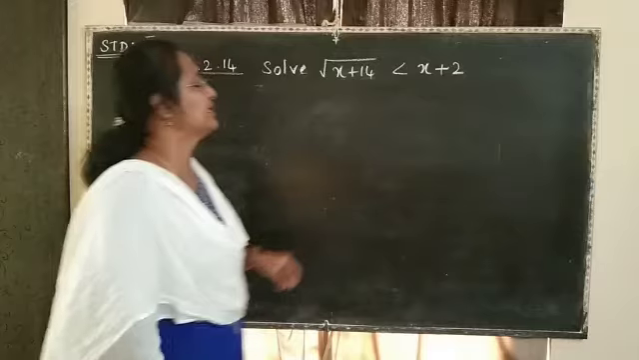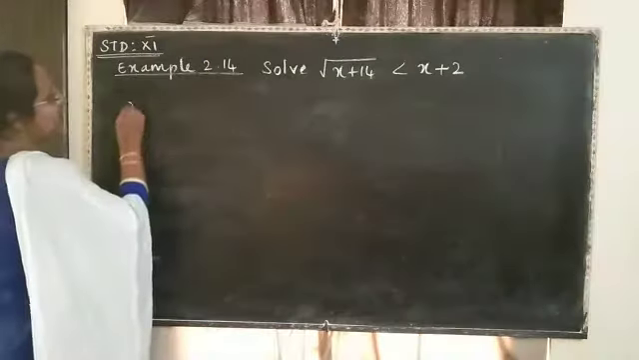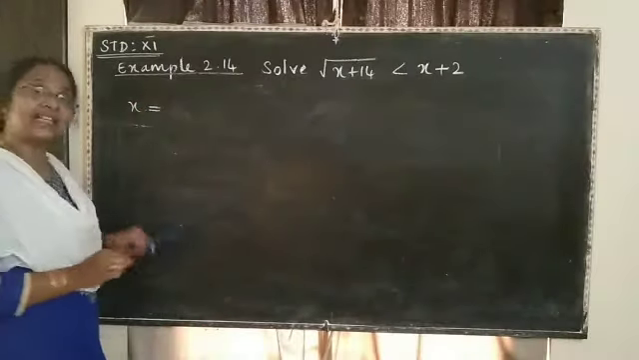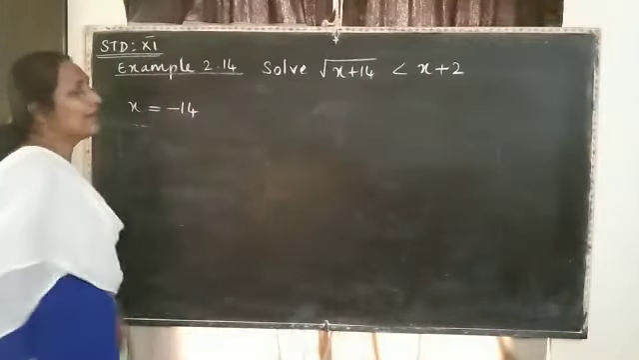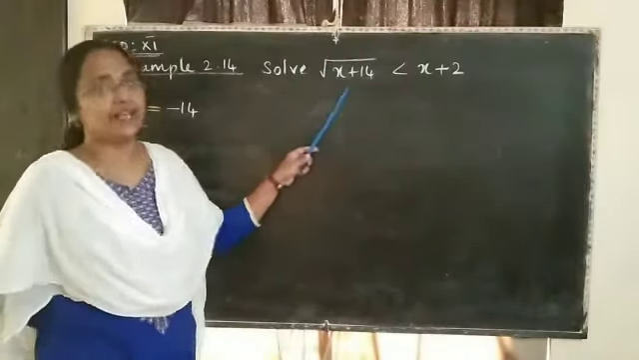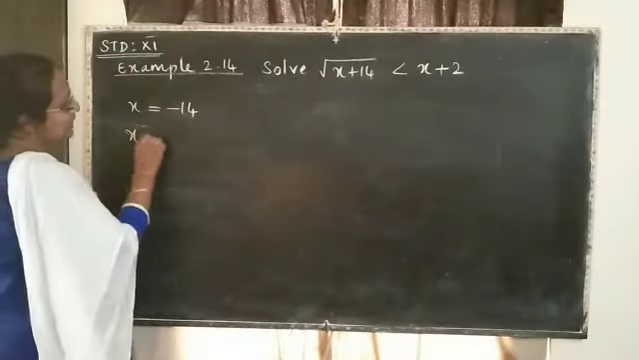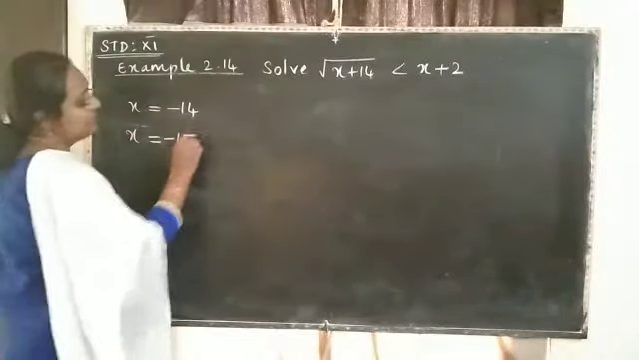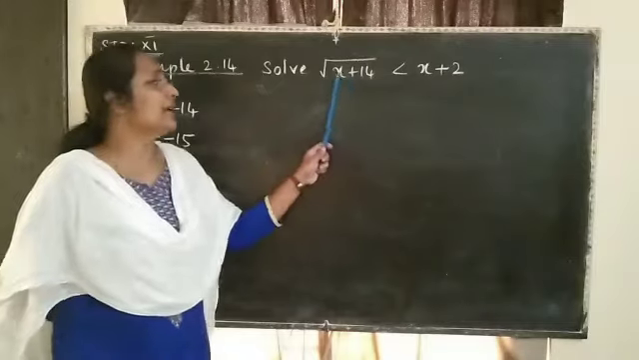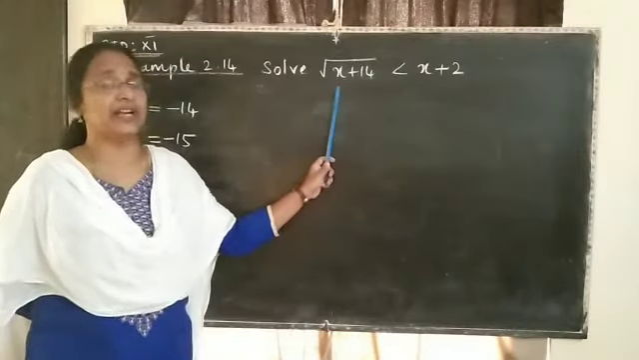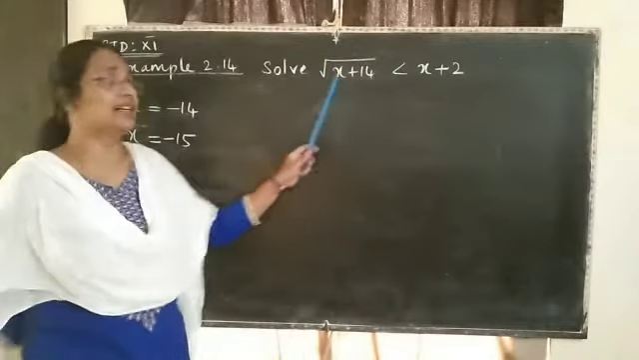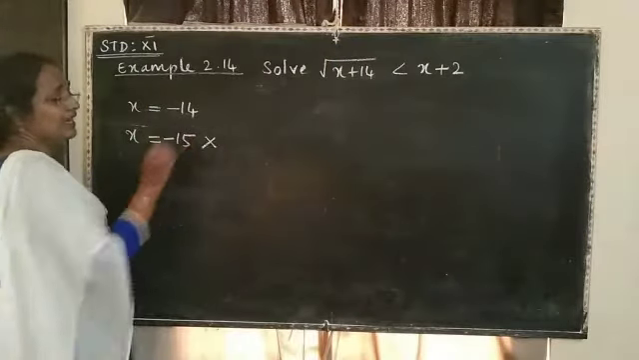Okay, concentrate on this. If I assign the value of x to be minus 14, automatically this term will be 0. Now if I assign the value x is equal to minus 15, you just see what happens. Minus 15 plus 14 will become minus 1. So that is not possible here. This value cannot be assigned.